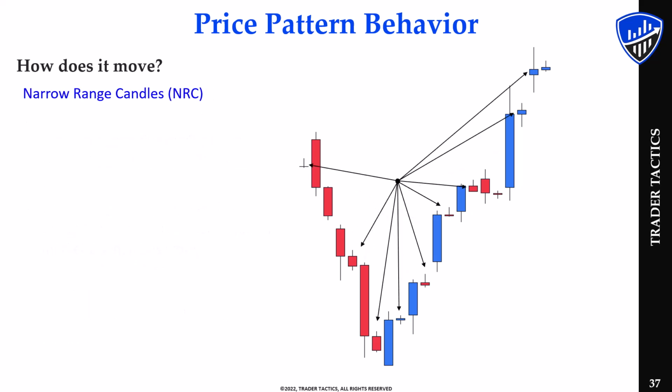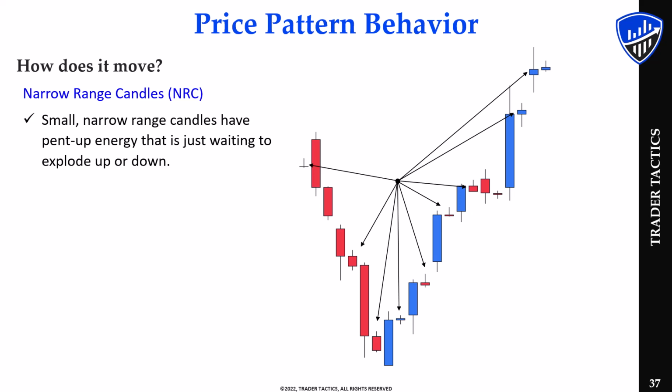So these narrow range candles are smaller candles, shorter. The bodies are shorter. The wicks are usually shorter as well, as far as from wick to wick. The range, as you can see on this picture here, is a very common example of a narrow range candle. And then so that's the small narrow range candles that have pent up energy that's just waiting to explode or expand, either up or down.